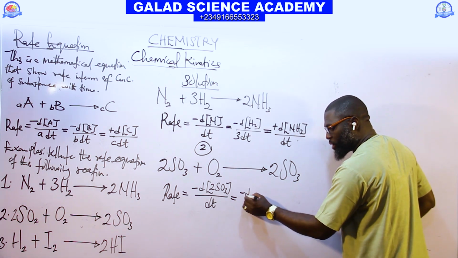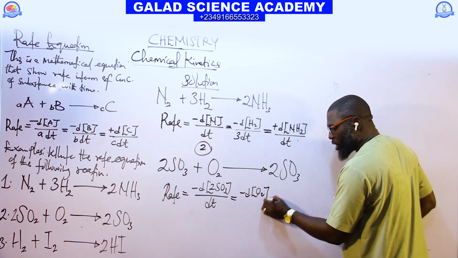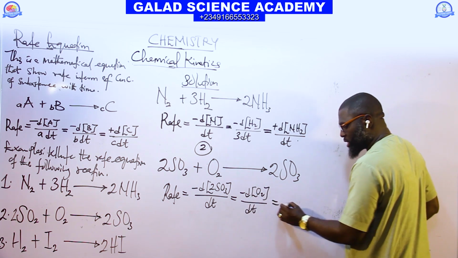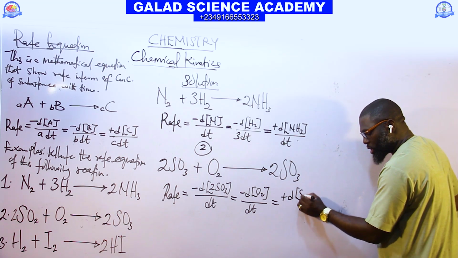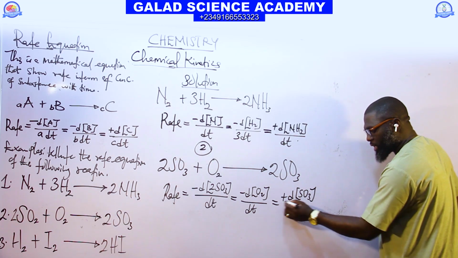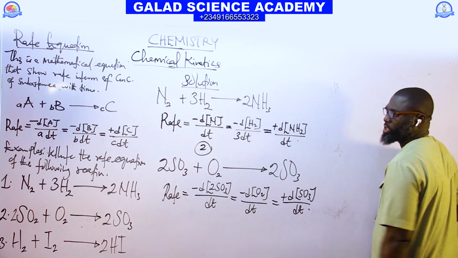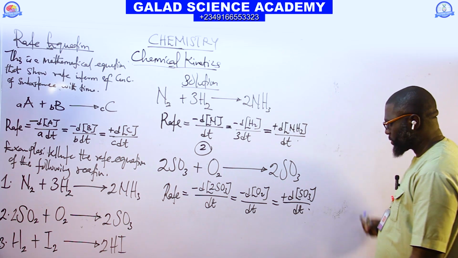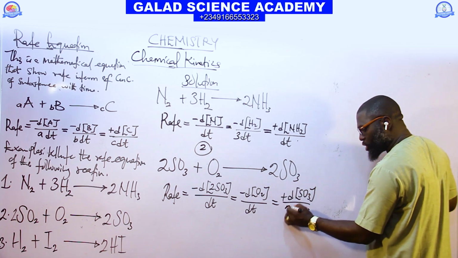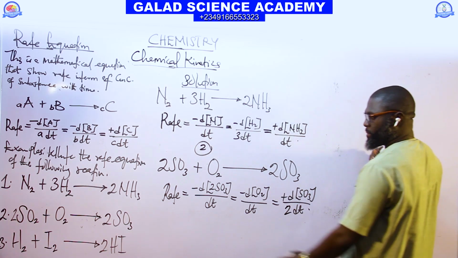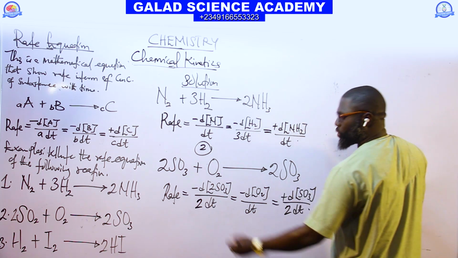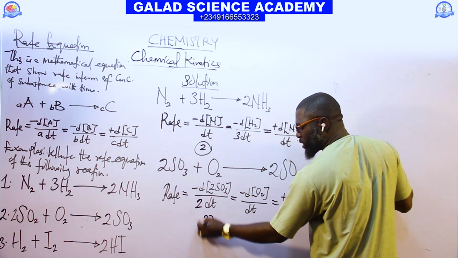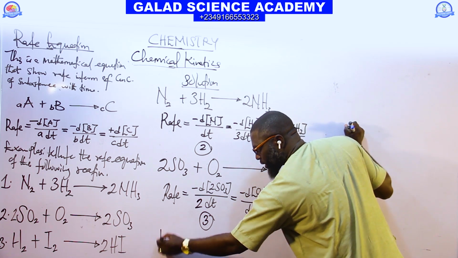Followed by minus the concentration of oxygen over dt, plus the SO3 over dt. Number of moles here is 2. Number of moles here is also 2.